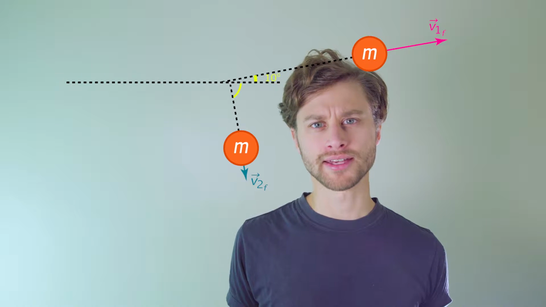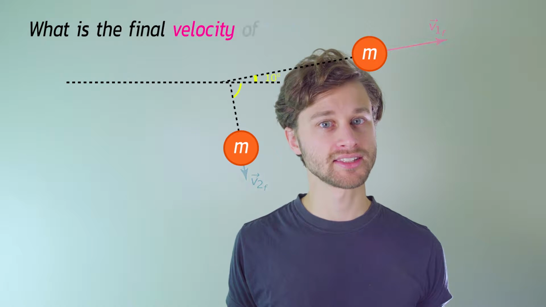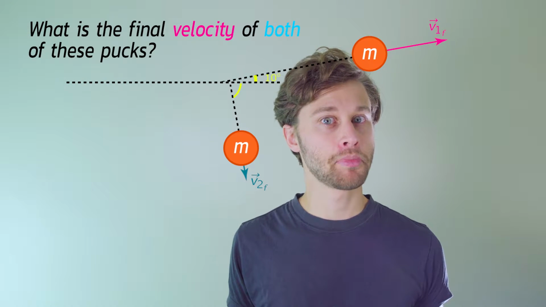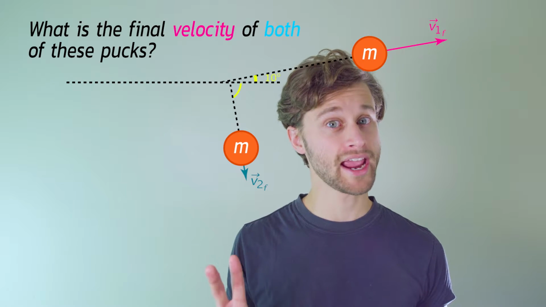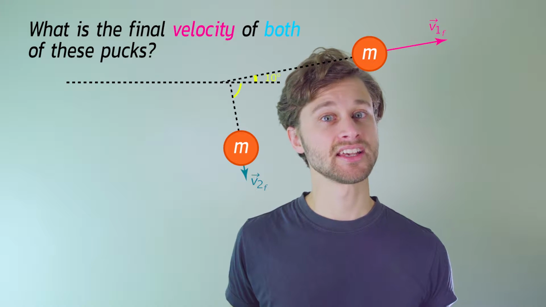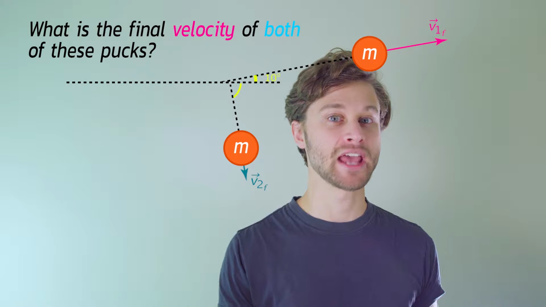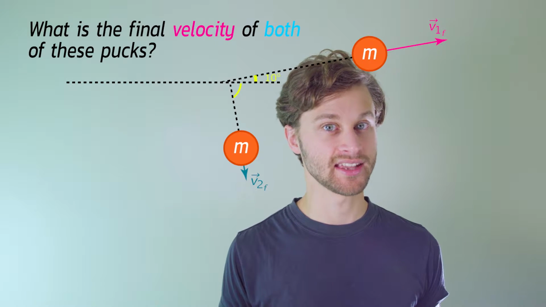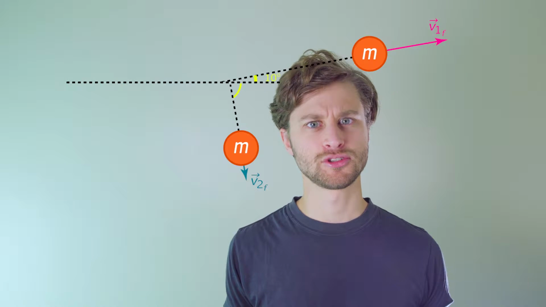So what do I want to find? Well, the question asks: what is the final velocity of both of these pucks? That cues me into two things. One, I'm going to have two answers because I need a velocity for both pucks. And it tells me that I need a velocity, which means I need both a magnitude and direction for each of these answers.